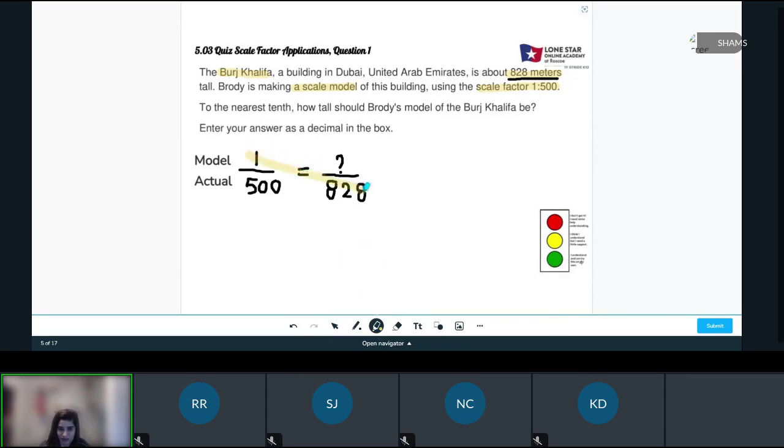Multiply 1 times 828. 1 times 828 gives you 828. And then divide by 500. Honestly, dividing by 500 will not be a hard task if you really did not want to use a calculator. Dividing by 500 should not be a harder task. Then divide by 500. This is another way to find missing proportions.